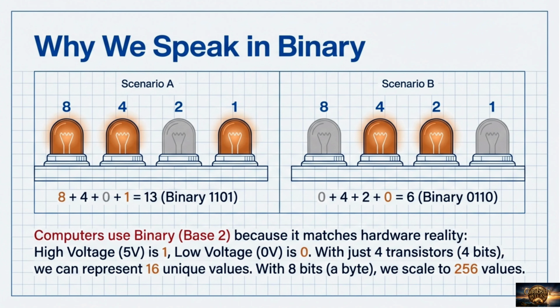Computers use binary, or base 2, because it matches hardware reality. High voltage is 1, low voltage is 0. With just 4 transistors, we can represent 16 unique values. Scaling up to 8 bits allows us to represent 256 values.